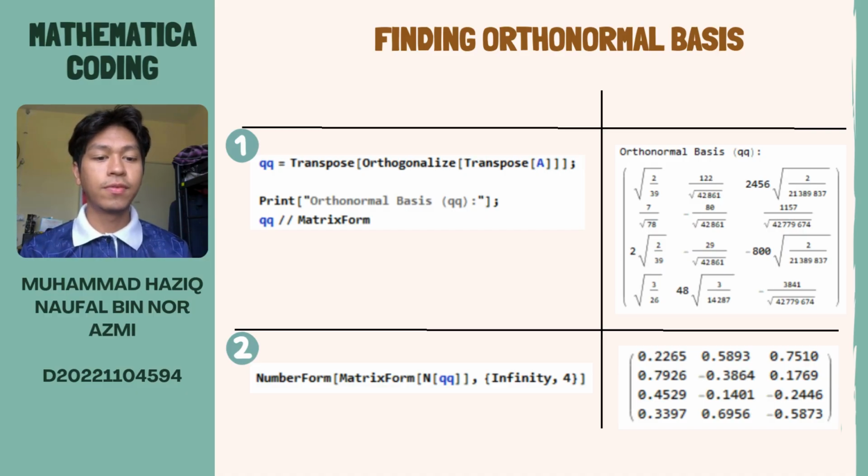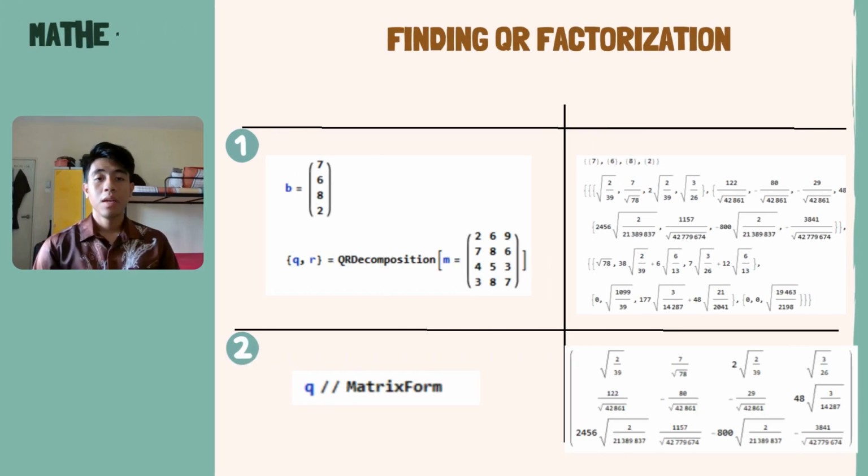Next, we move to section number 2. We use the N command to convert the symbolic form into numerical or decimal values. We also use NumberForm with the setting infinity, 4 to display just 4 decimal places. And now you can see our orthonormal matrix with easily readable decimal values.